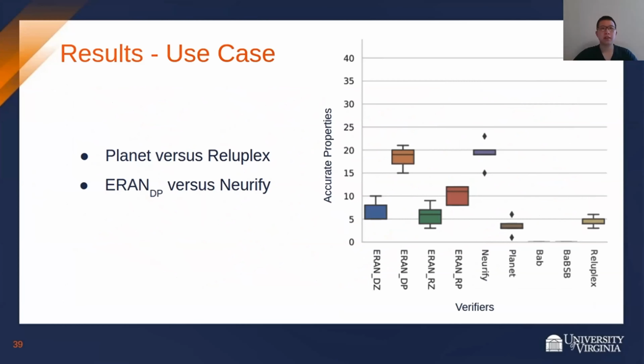We then plotted the number of accurate properties for each verifier over the above benchmark. We can see that technologies advanced so quickly in this area. Planet and Reluplex, being the leaders of the field, were overtaken by NeuralDP and Neurify just within 2 years. Also, we found that BaB and BaBSB, being the improved versions of Planet, didn't perform quite as imagined.